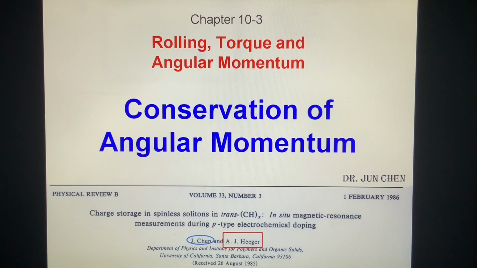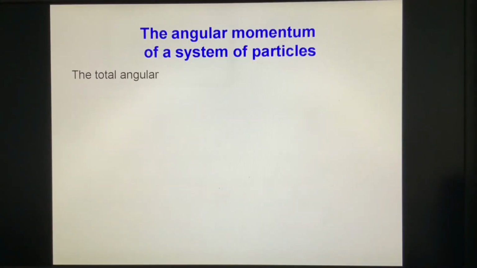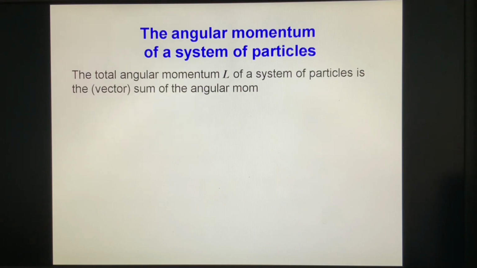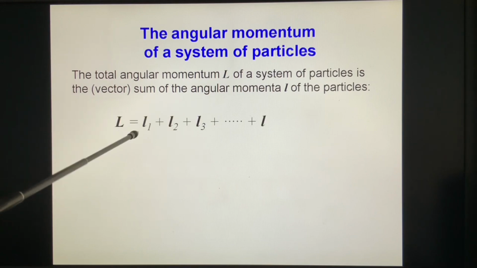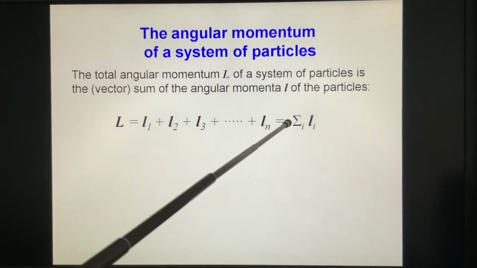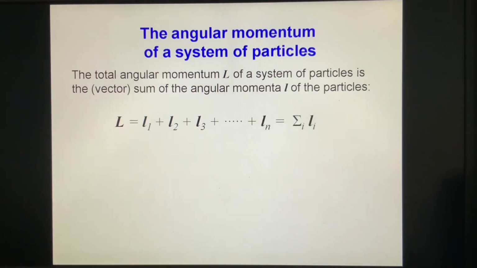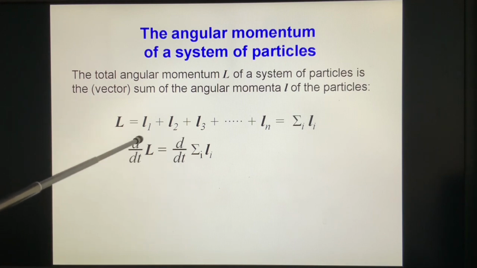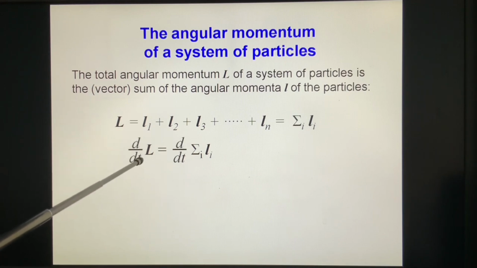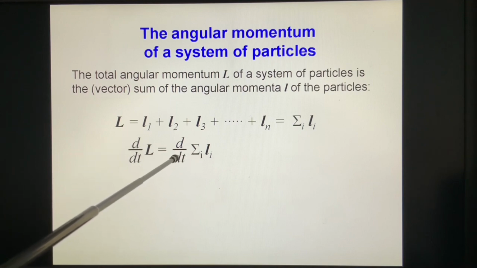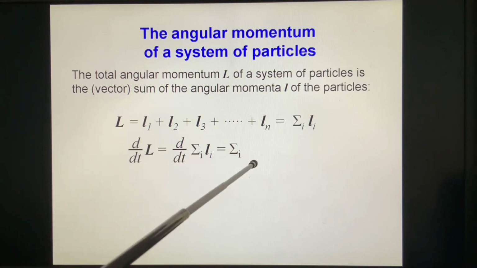Conservation of angular momentum. The total angular momentum L of a system of particles is the vector sum of the angular momenta of the particles. So the total angular momentum of the system equals L1 plus L2 plus L3 up to Ln, equal to the sum of Li from i equals 1 to n. Now let's take the derivative with respect to time t on both sides. When we put the derivative inside, we get the sum of dLi/dt.